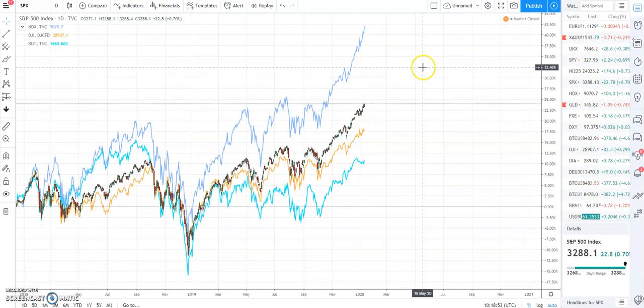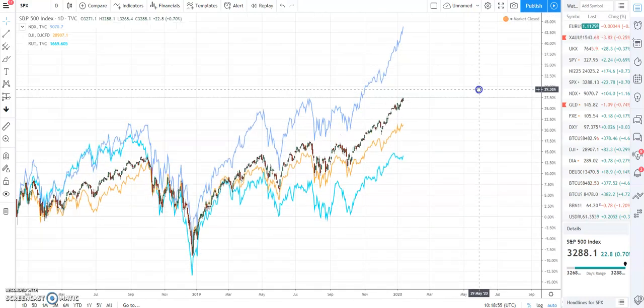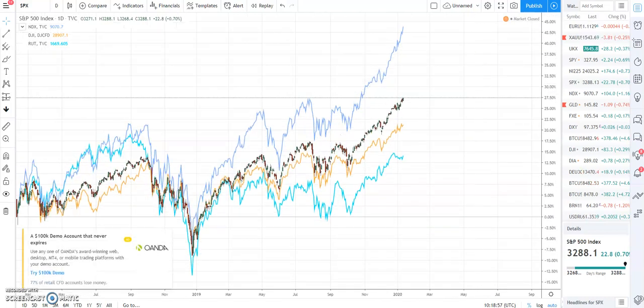Let's look at what is happening currently at the moment. Do we have divergence? After these highs in December, the Russell 2000 has not even broken the highs. This broke the highs, this broke the highs, this broke the highs. It shows divergence. It means that the smaller companies cannot keep up with the bigger companies.